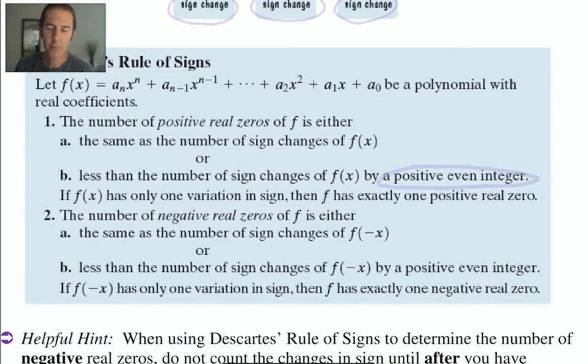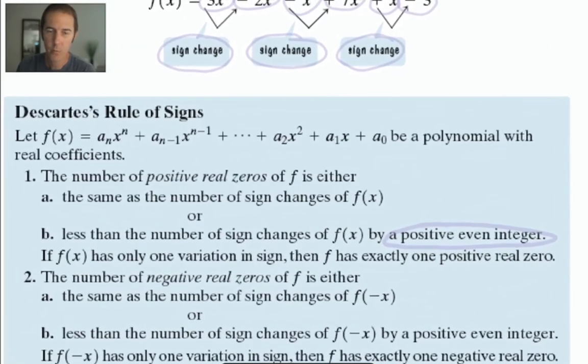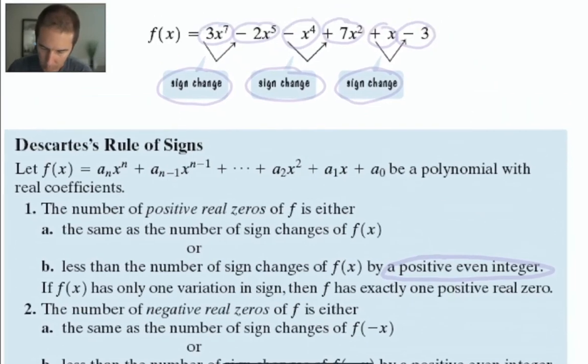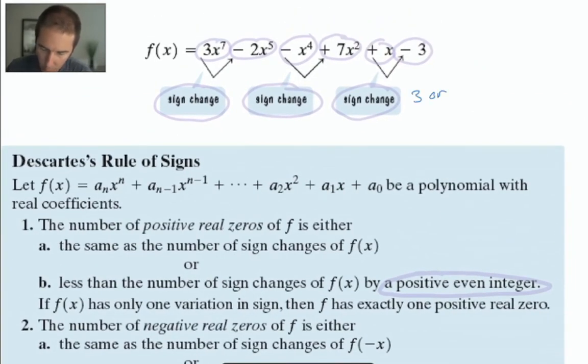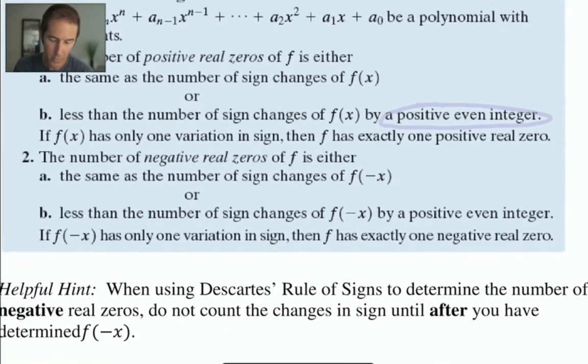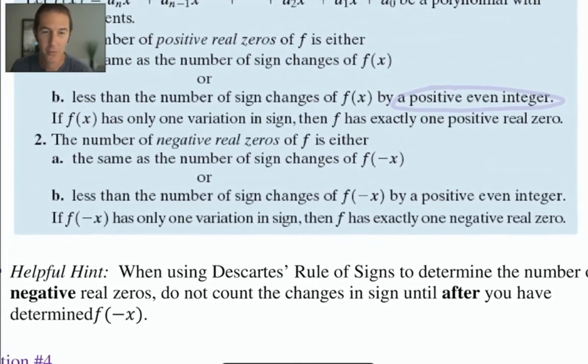The number of negative real zeros, okay? So be careful here. Well, we just determined the above problem might have 3 or 1 positive real zeros. How do we figure out how many possible negative real zeros that polynomial is going to have? We take negative x and we plug it into our function. And then we count again, looking for the number of sign changes.